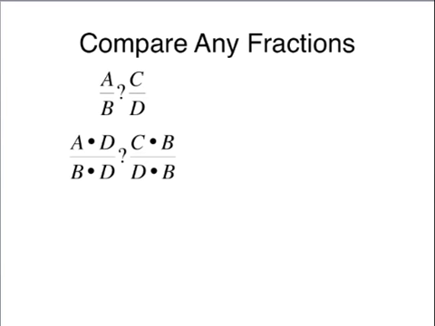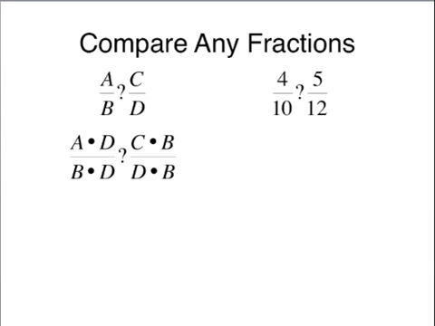Now we can generalize a rule we can use to easily compare any two fractions. To compare A over B versus C over D, we'll multiply both parts of the first one by D and both parts of the second one by B. Let's try this with a numerical example.